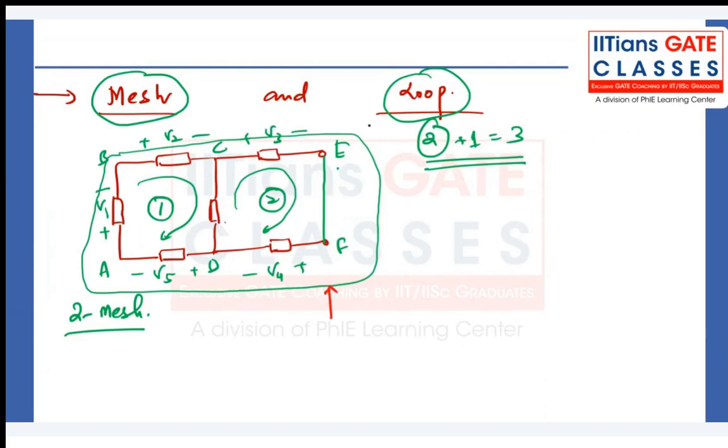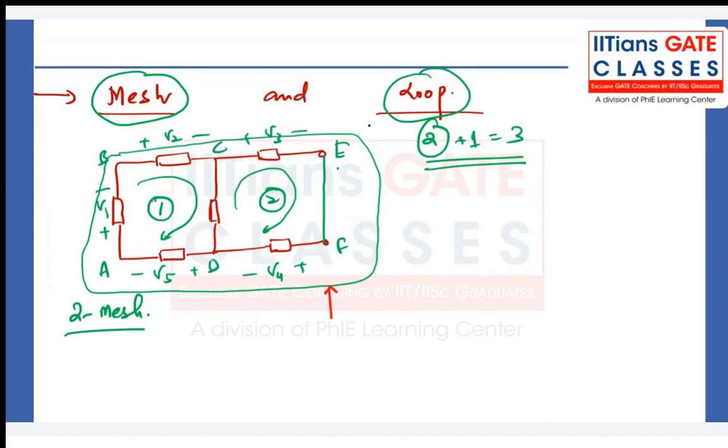So you can't say the big loop is a mesh. Here the mesh can be the loop, but a loop may or may not be a mesh. Remember always. In the loop there can be meshes, but in case of a mesh, there should not be any internal closed path.